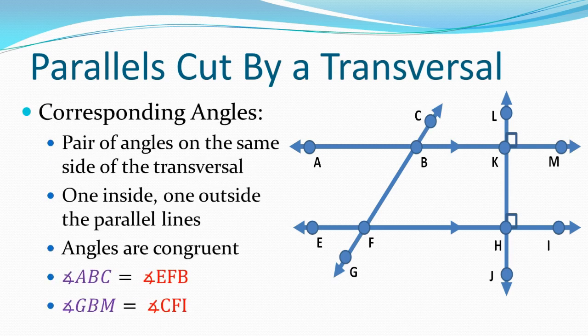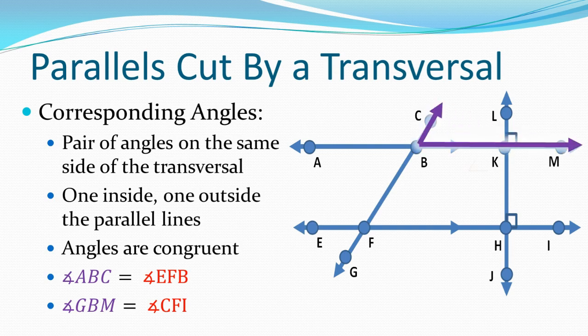Another relationship is called corresponding angles. This is when we have a pair of angles on the same side of the transversal. One is inside, one is outside the parallel lines. In this case, the angles are congruent as well. So angle ABC would be congruent to angle EFB. They are on the same side of the transversal. One is inside, one is outside. These are called corresponding angles. Essentially, if you moved the bottom parallel line up and overlapped it with the top one, these angles would line up completely.